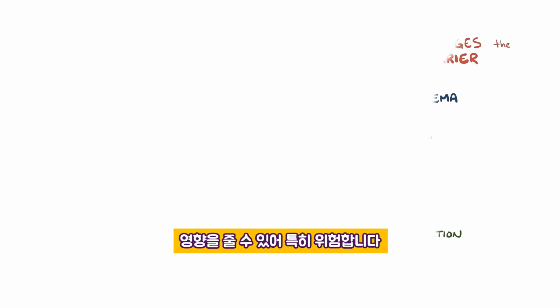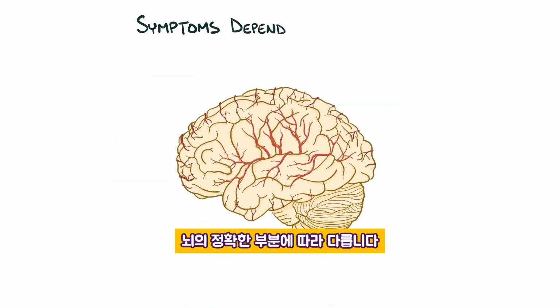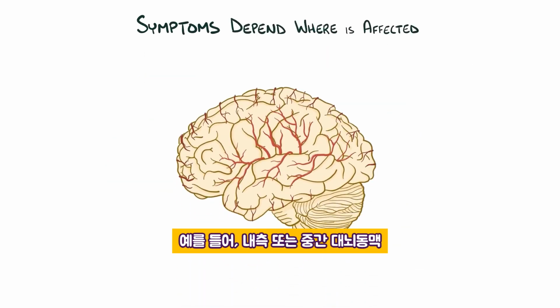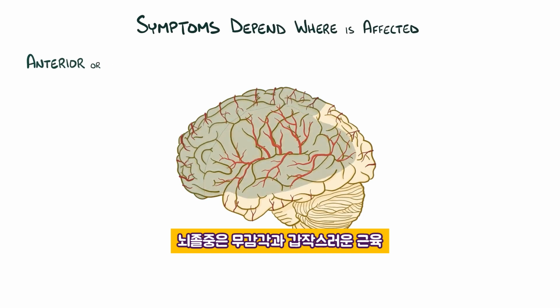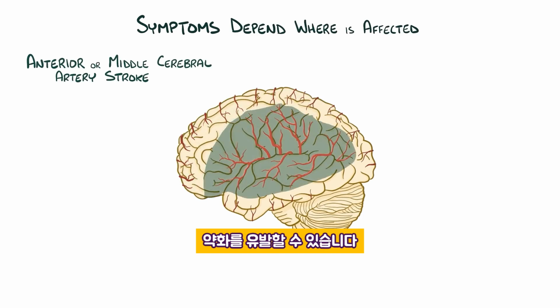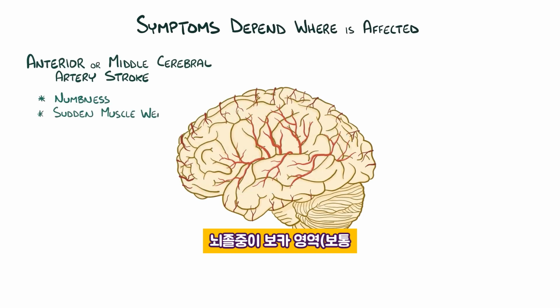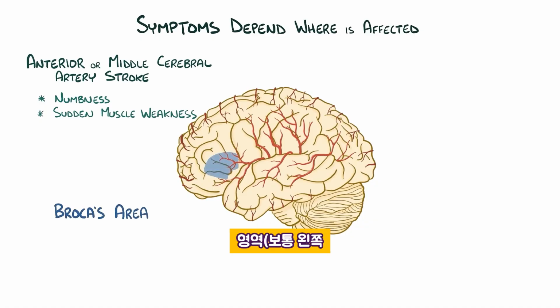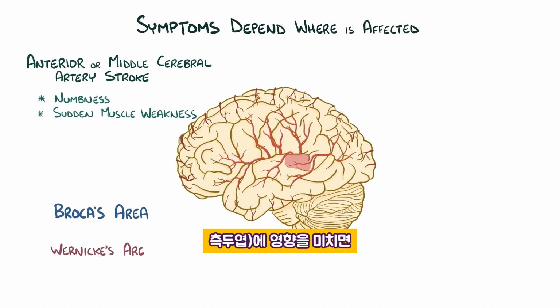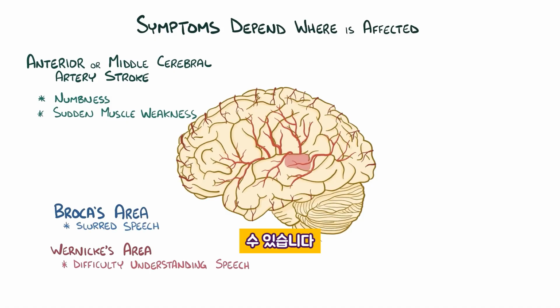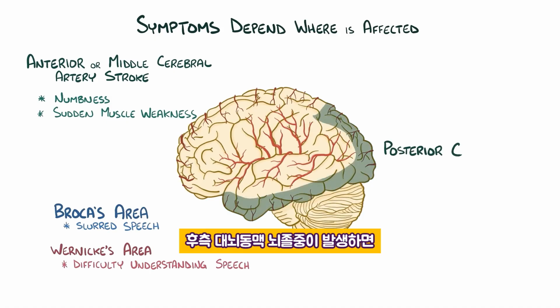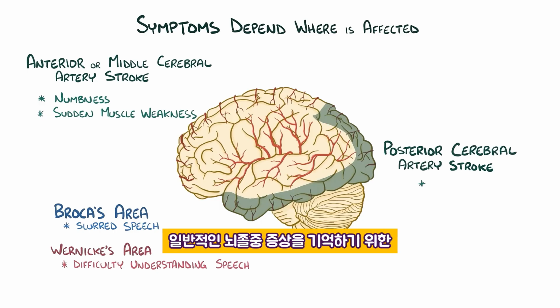Stroke symptoms depend on the exact part of the brain that is affected. For example, an anterior or middle cerebral artery stroke can cause numbness and sudden muscle weakness. If a stroke affects the Broca area, which is usually the left frontal lobe, or the Wernicke's area, which is usually the left temporal lobe, then it can cause slurred speech or difficulty understanding speech respectively. If there's a posterior cerebral artery stroke, then it can affect vision.